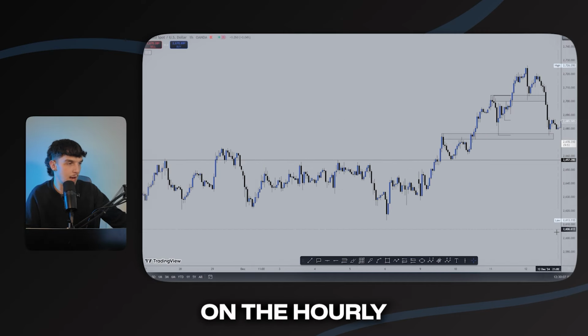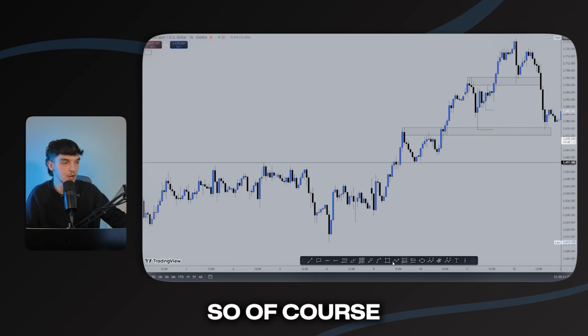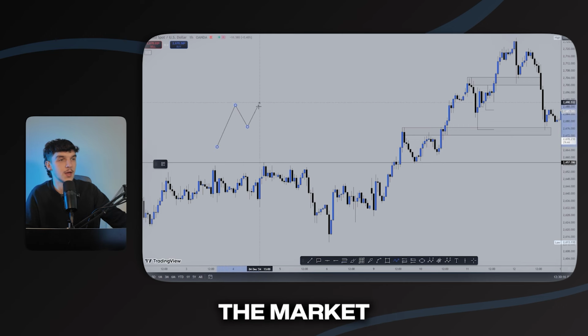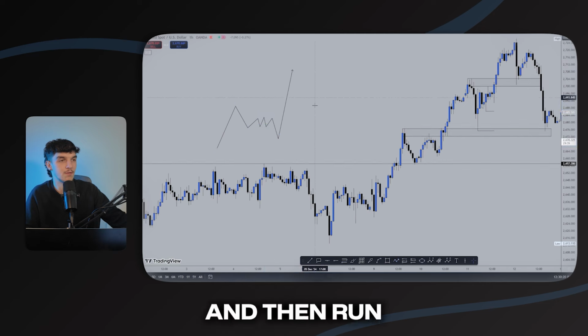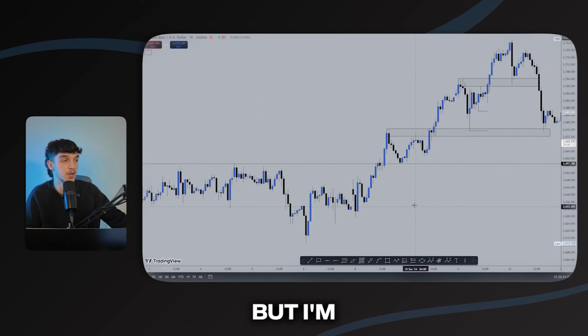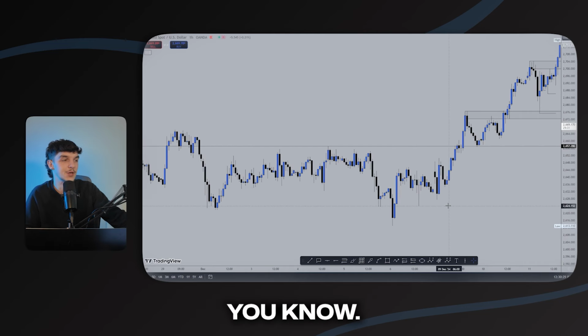Let's look on the hourly and see if we can spot any interesting things. Of course, we've gone through bearish, but we're going to go through bullish. We want to see the market generate liquidity like this, swing the low, pick up liquidity, and then, is that right? You've probably seen this theory everywhere, to be honest, but I'm the best to teach it because I've actually traded it. That's the difference, you know.